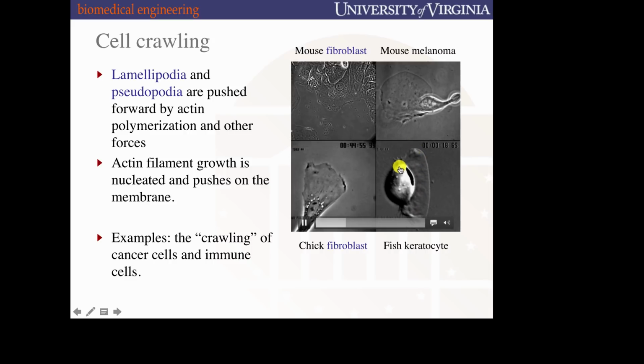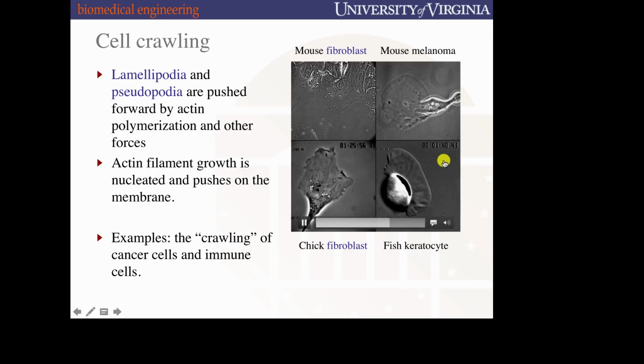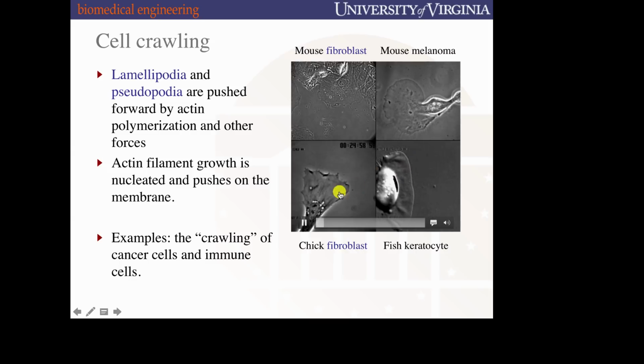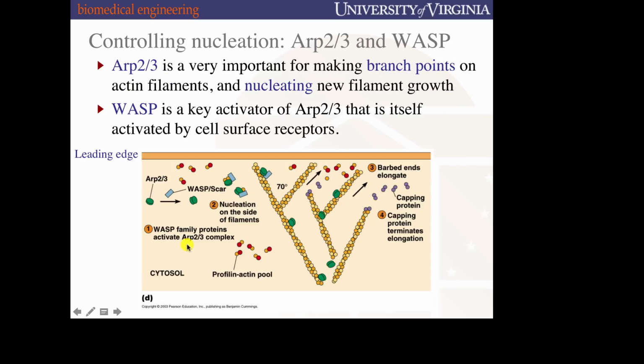Okay, so you can see here the formation and the pushing out of this sheet as this cell migrates in this direction. These are examples of crawling of cancer cells or immune cells. So how does that actually work? One such system is that of ARP23 and WASP. ARP23 facilitates the nucleation of actin growth, and it associates with preformed actin filaments.